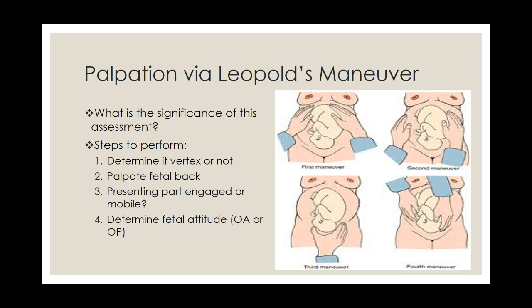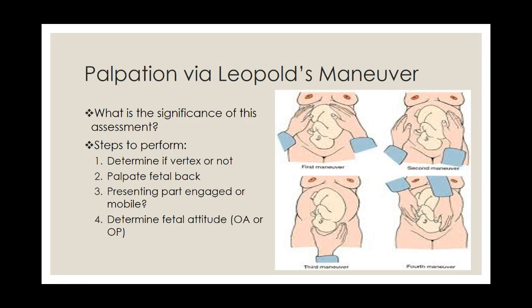So let's go over this one more time. In the first maneuver, we are determining if the baby is a vertex or not. In the second maneuver, we are palpating the fetal back. So which side is the fetal back on, mom's right or left? In the third maneuver, we're trying to determine if the presenting part is engaged or mobile.